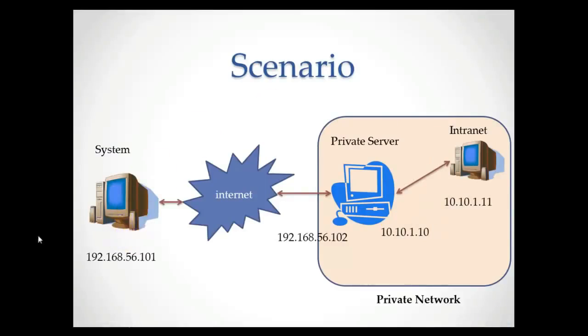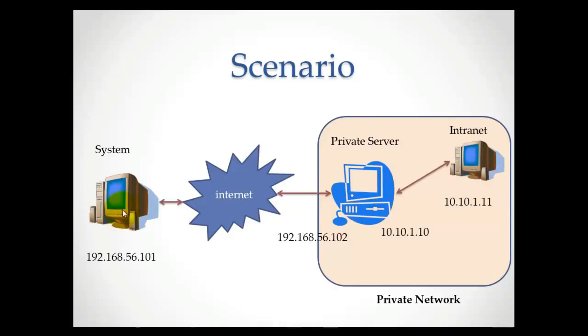Now I have three systems. One system is outside. It's a part of the internet. That IP address is 192.168.56.101, and there is one private network available. In the private network there is one server. The server has two Ethernet ports. One is connected to the internet, and one is connected to the local network. Inside the private network there's a different IP address, so that means a different subnet. So from outside we can't directly access our machines.